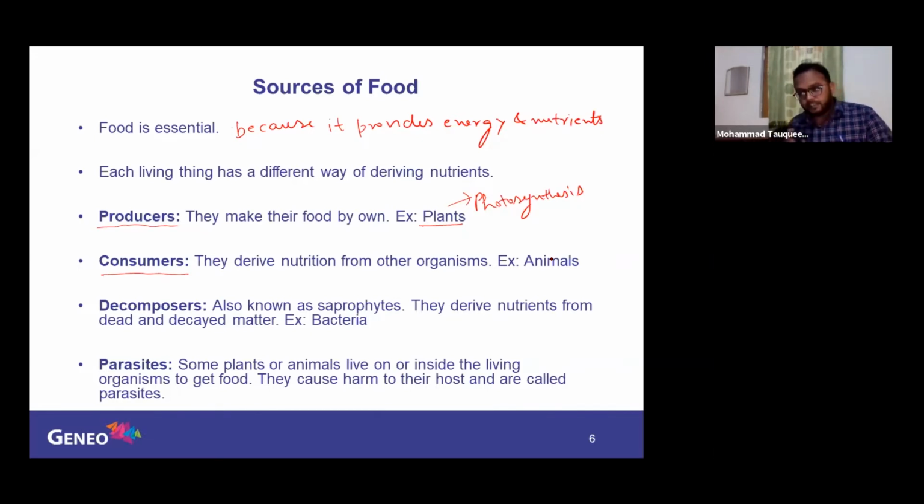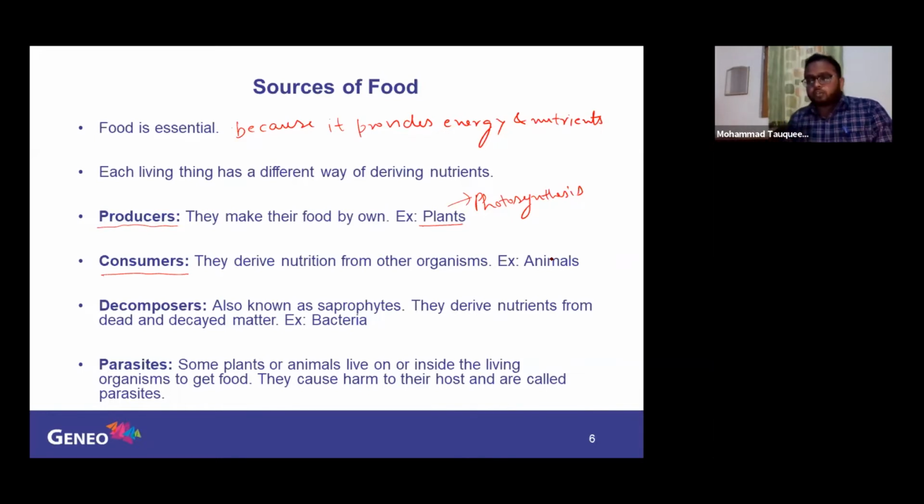I hope it is clear. Producers are those which make their food by their own, inside their body, like plants forming carbohydrate in their body. I will discuss this in a later slide as well.